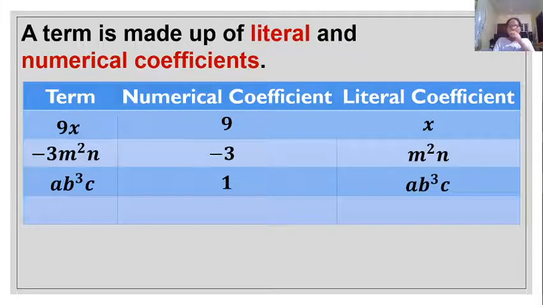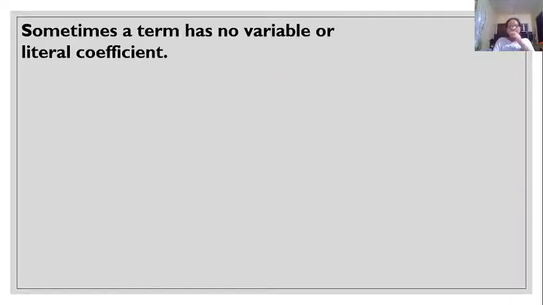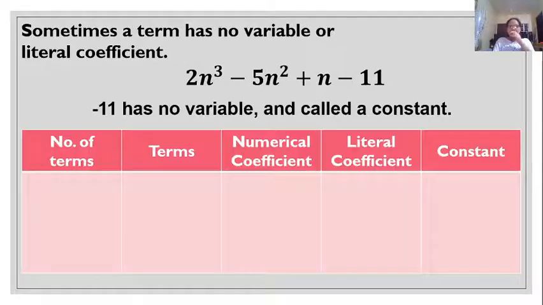The literal coefficient is ab cubed c, and in negative y, the numerical coefficient is negative 1, and the literal coefficient is y. Numerical coefficients are often simply called coefficients. Sometimes a term has no variable or literal coefficient. In 2n cubed minus 5n squared plus n minus 11, negative 11 has no variable and is called a constant.